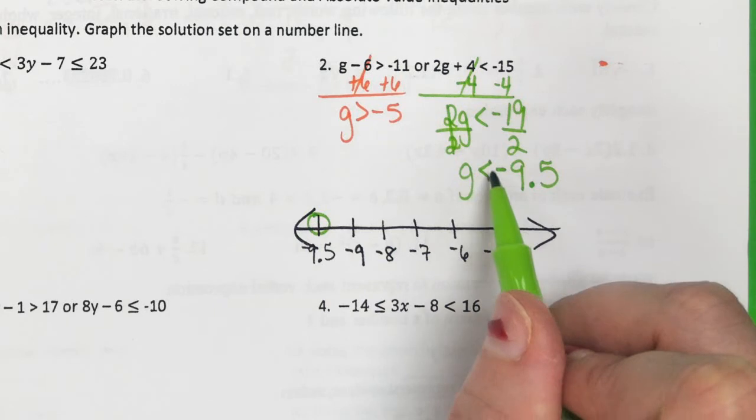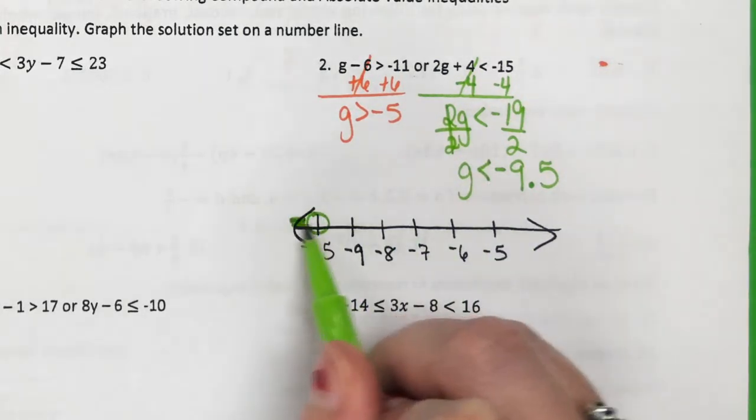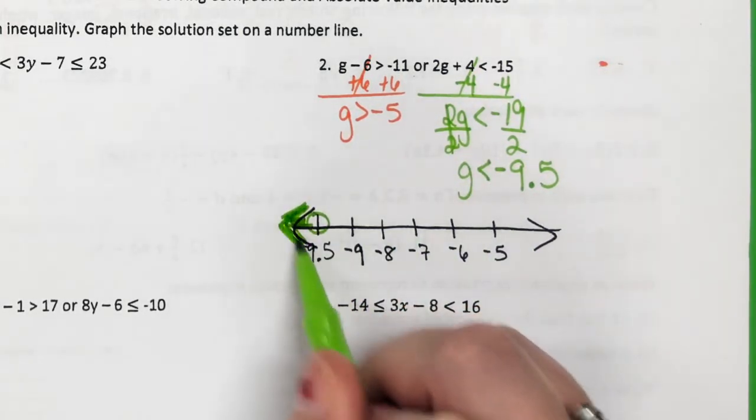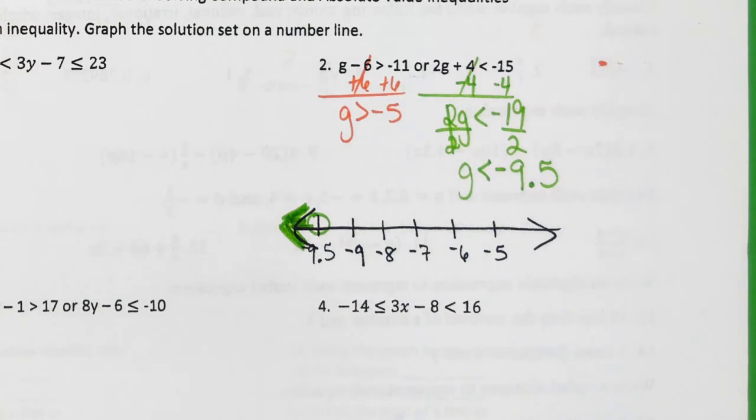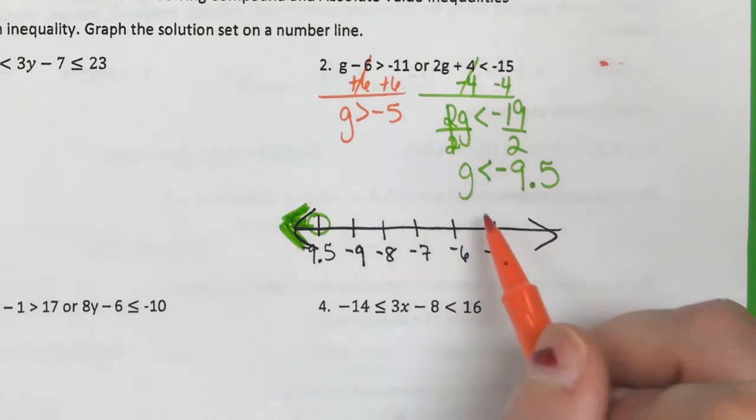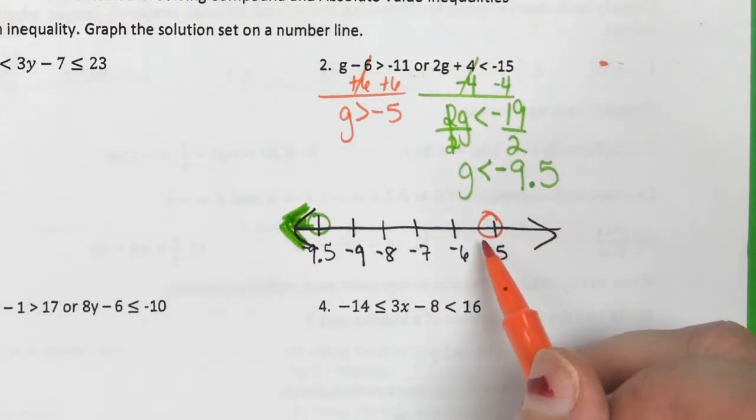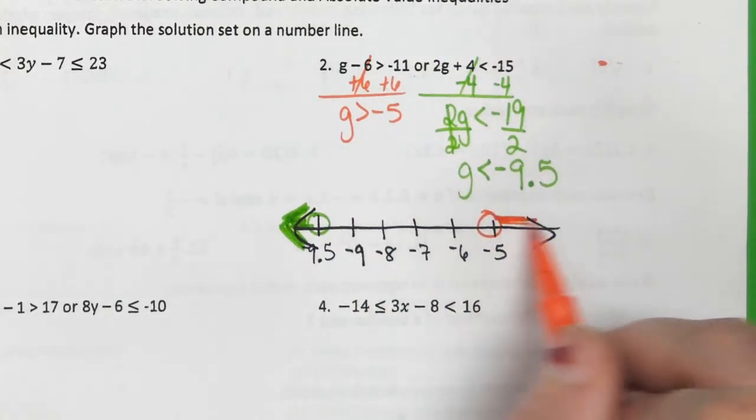Where does that one shade? To the left. There you go. All right, what about negative 5? Open circle. And where does it shade? On the right. Very good.